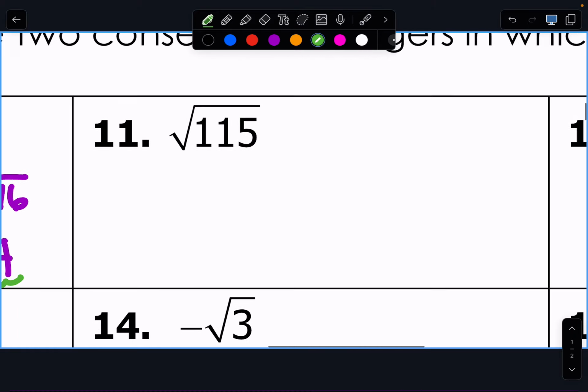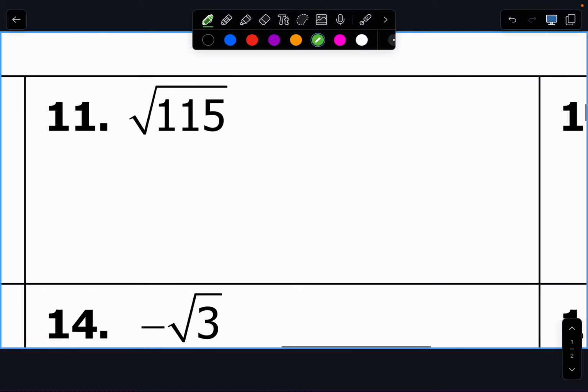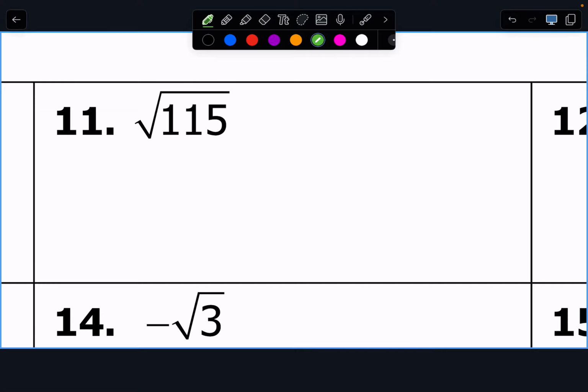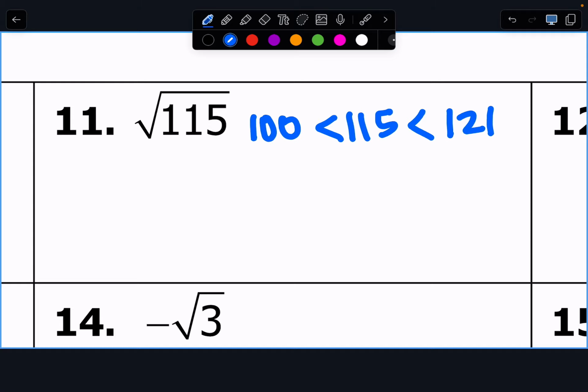Okay. Let's try this again with number 11. Number 11 is the square root of 115. Now, what's nice for you is your chart is right next door, right? Your chart is lying open. So can you tell me the perfect squares that 115 is between? 100 and 121. I was waiting for everybody to catch up with your brain, okay?